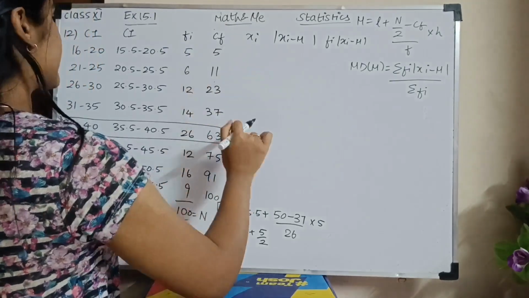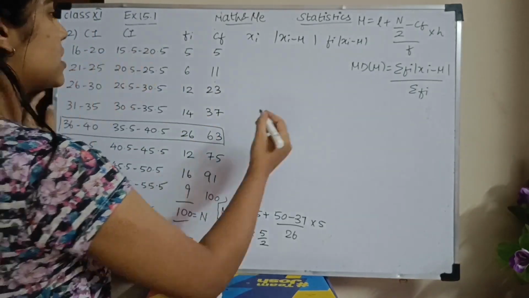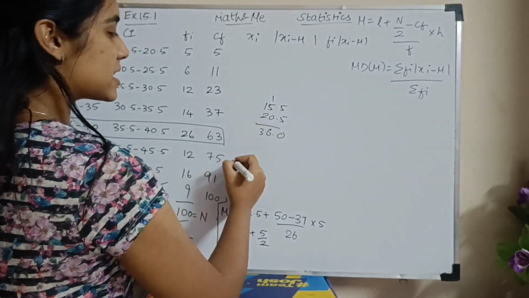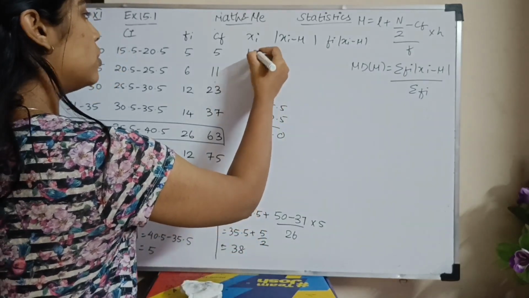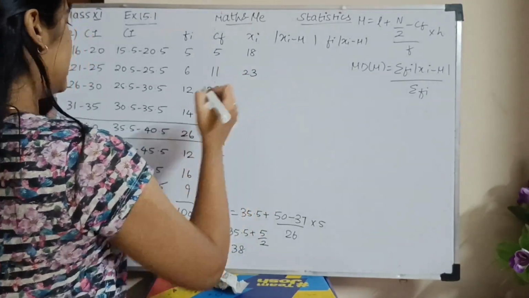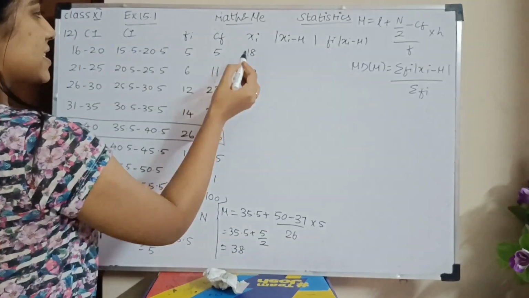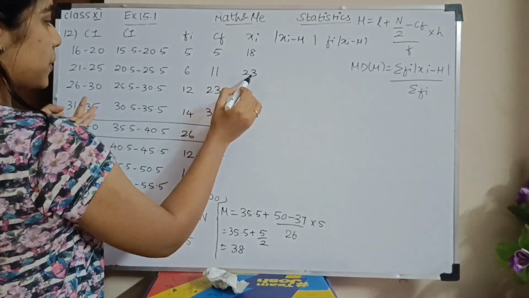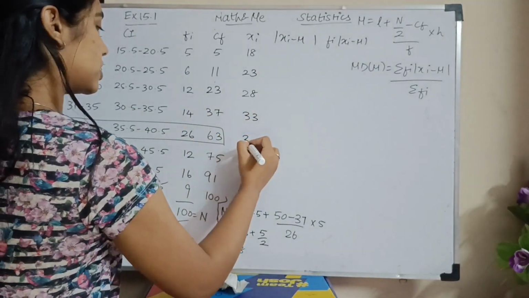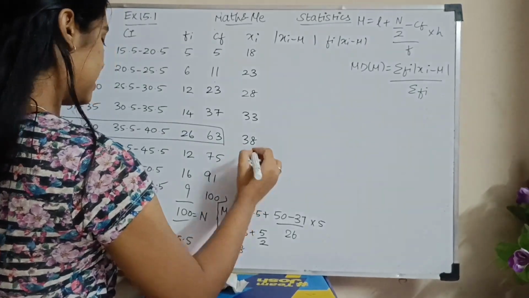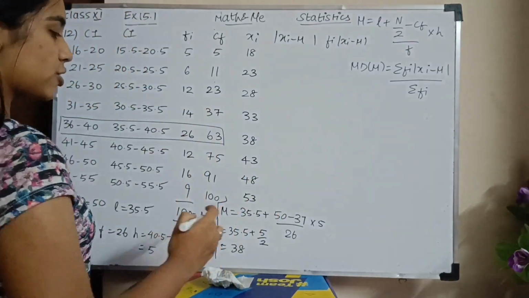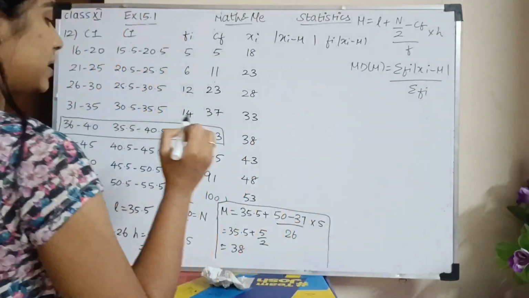Let me find out my values of xi now. Xi is 15.5 plus 20.5 divided by 2. So it is 36 divided by 2, which is 18. So what is my middle value? It is 18. Then the next middle value will be 23, adding 5 each time: 18, 23, 28, 33, 38, 43, 48. What is my last value? 53. So these are my values of xi. Don't get mixed up with this. This is my median.